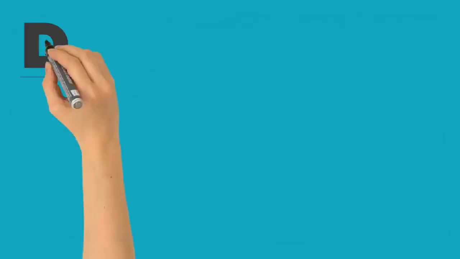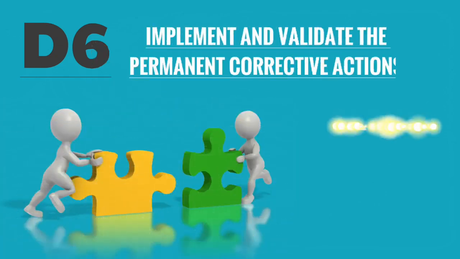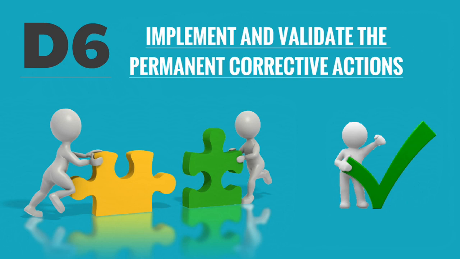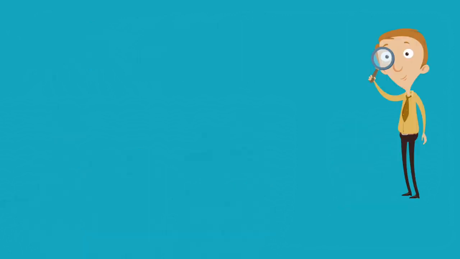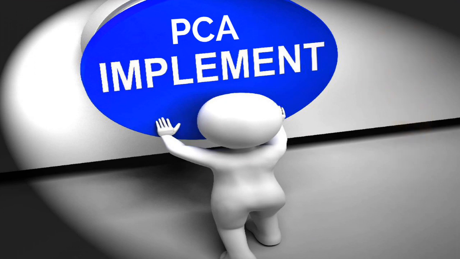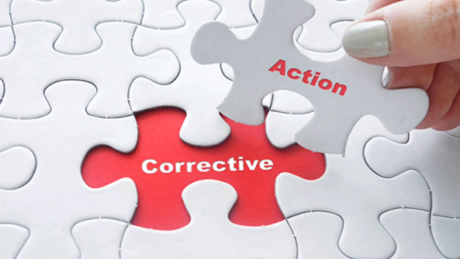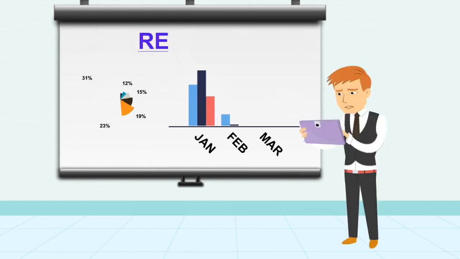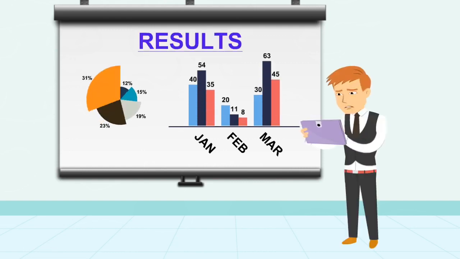Next important step is D6. Implement and validate the permanent corrective actions. After permanent corrective actions are identified, they have to be implemented. Once the PCA is implemented, then we do not need corrective action. This has to be removed. Once the permanent corrective action is implemented, the results have to be validated.